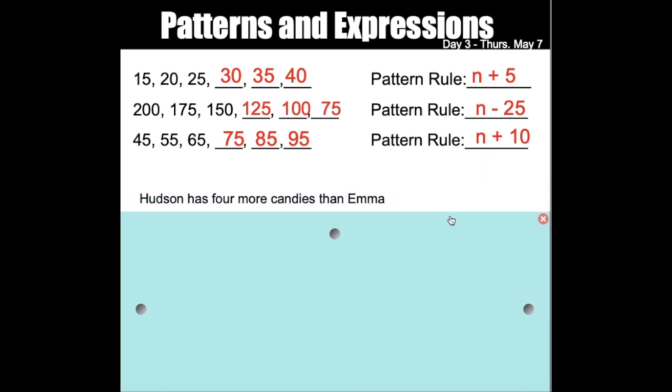We're also going to look at sentences and writing a variable again. Hudson has 4 more candies than Emma. We don't know how many candies he started with, but we know that he has 4 more than Emma. So this n can represent how many we started with, plus the 4 more.